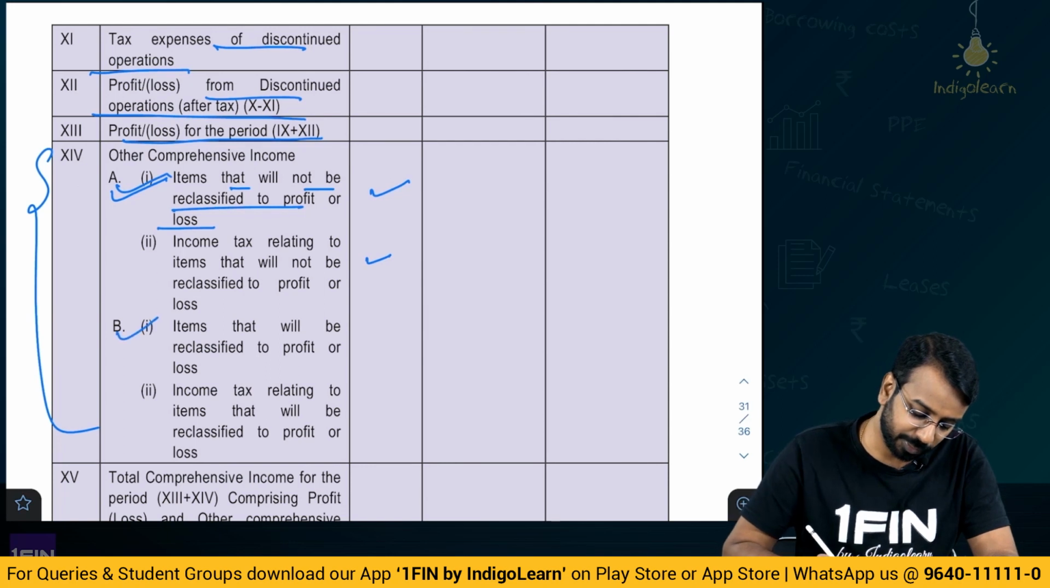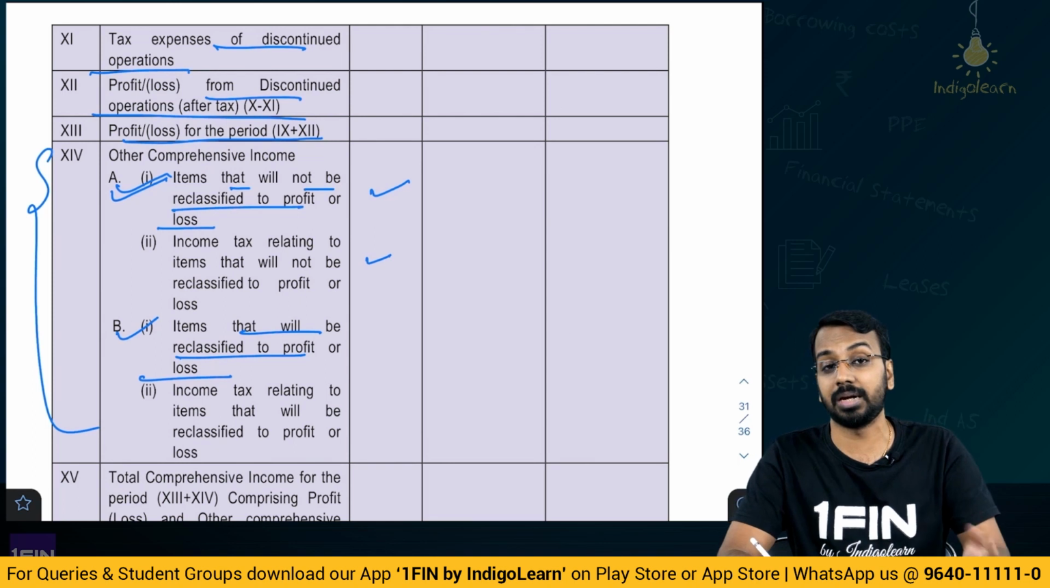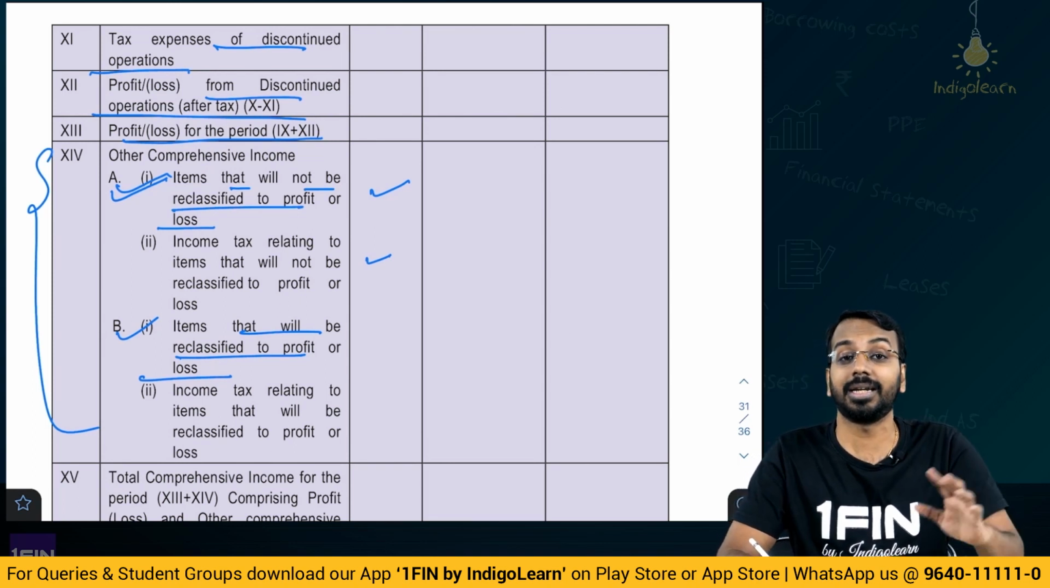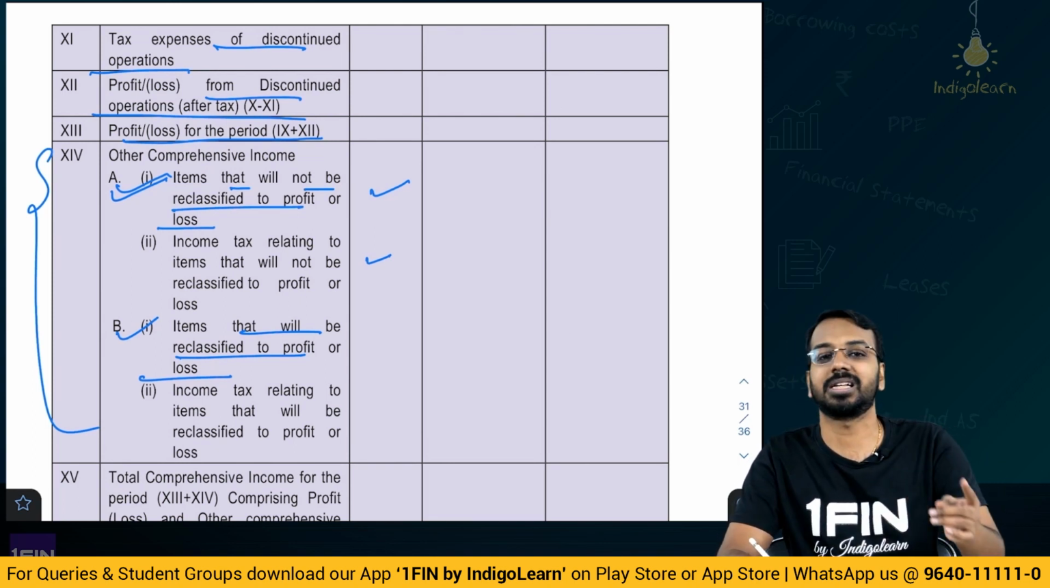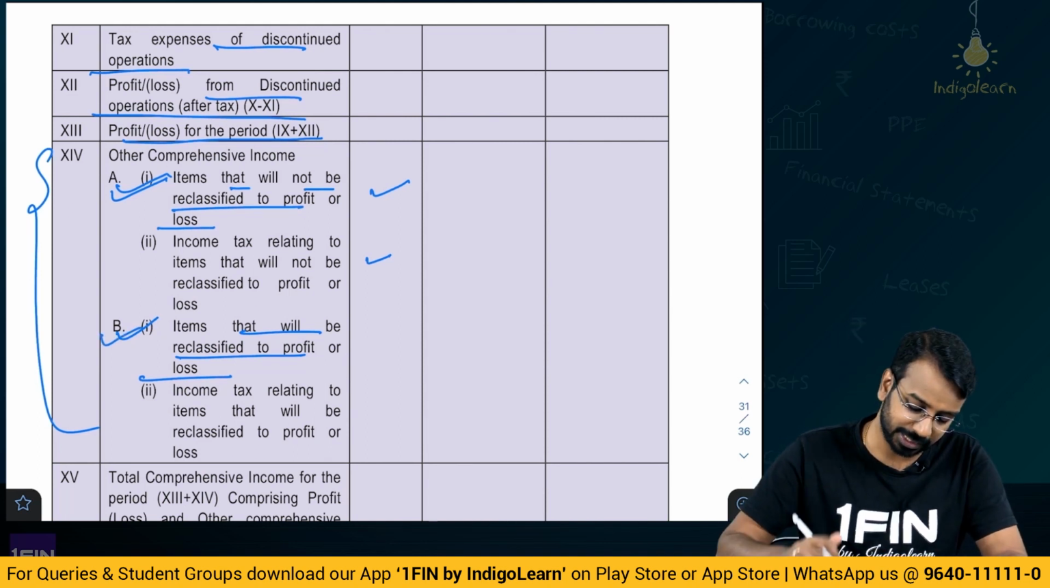Then, other items which will be reclassified to P&L. So, if in the future it will be reclassified to P&L, for example, disposal of a foreign entity or foreign operation, that will be reclassified to P&L, right? Or there are FVTOCI investments, other FVTOCI debt investments, that will be reclassified to P&L. All of that you will present separately.